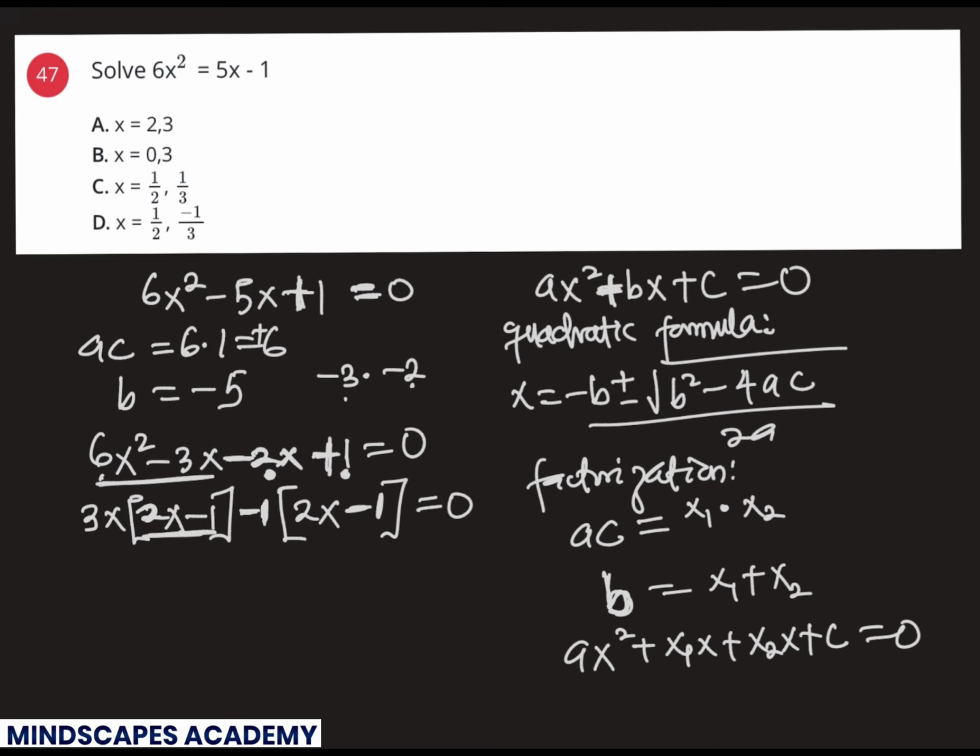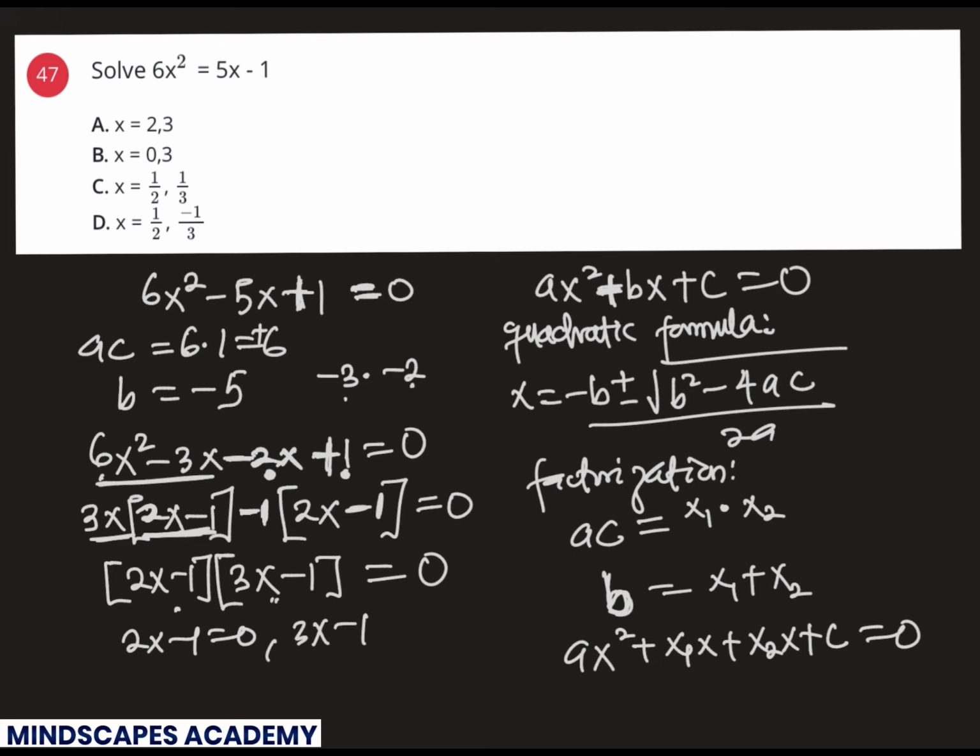So 2x minus 1 is common. Now, if you take 2x minus 1 from here, we're left with 3x. If you take 2x minus 1 from here, we're left with negative 1. Now, if you have two products equal to 0, it means one of them can be 0. Any of them can be 0. So 2x minus 1 equals 0, or 3x minus 1 equals 0.